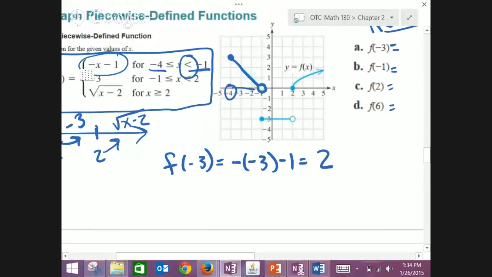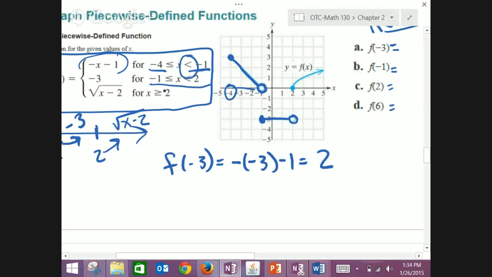Now I go to my drop. If I am -1, my output is -3. If I'm -1, my output's -3. So that tells me I have a closed circle there. If I'm anywhere between -1 and 2, open circle here, I'm going to be -3. So that's a constant function. So I connect those two dots.